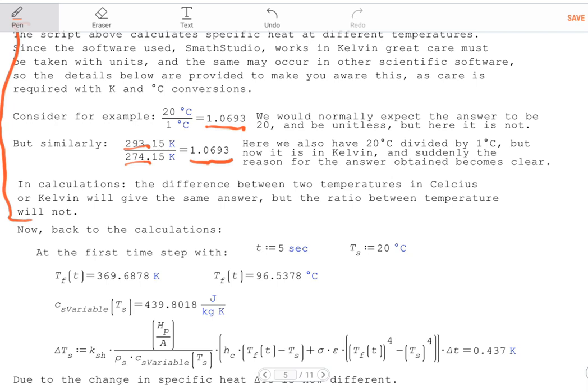So just be careful when you are converting Kelvin and Celsius in software, and what it is telling you. In calculations, the difference between two temperatures in Celsius or Kelvin will give you the same answer, because differences are fine. But as soon as you've got magnitude, so you're dividing or multiplying by anything in Kelvin or Celsius, you may end up with a problem. So just be very careful when you're doing that.